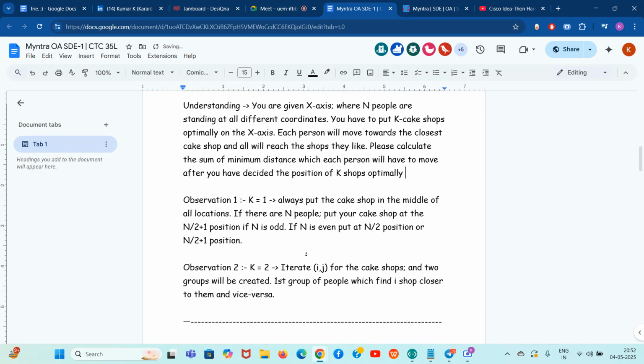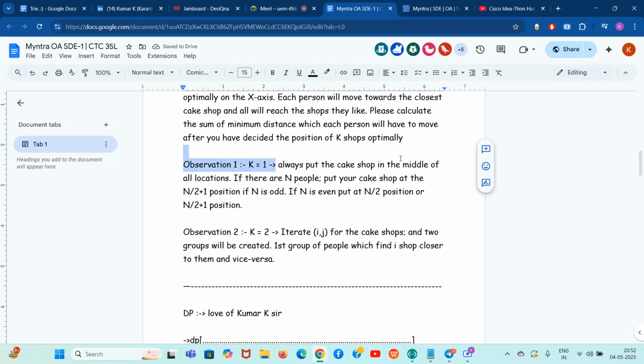So observation for k equal to 1 is that always put the cake shop in the middle of all locations, which is the median. If there are n people, put your cake shop at the n by 2 plus 1 position if n is odd, and if n is even, at n by 2 position or n by 2 plus 1 position, because if there are even elements, then both of the middle are allowed.